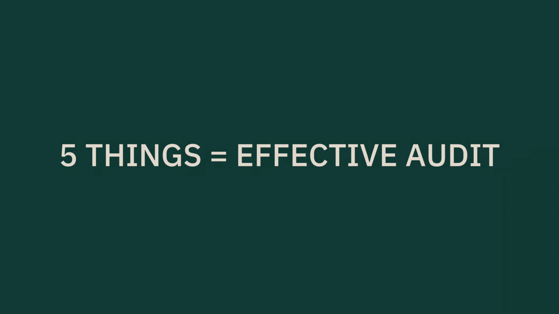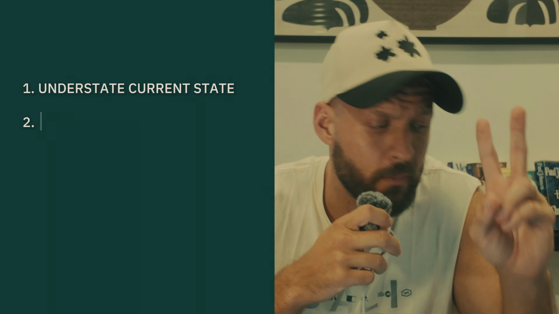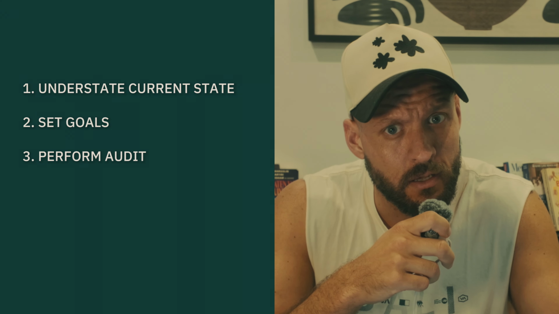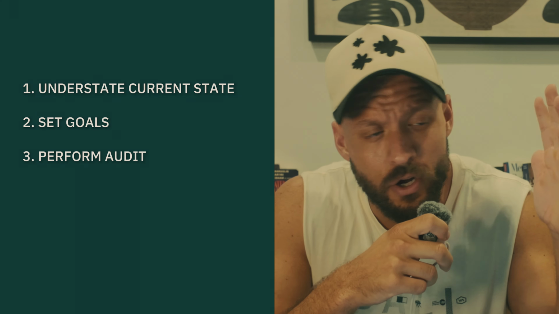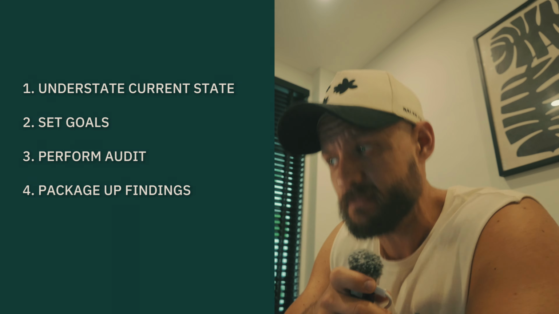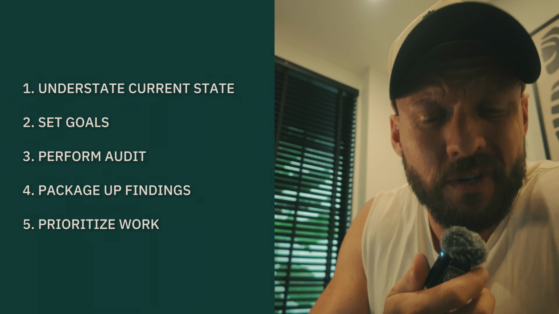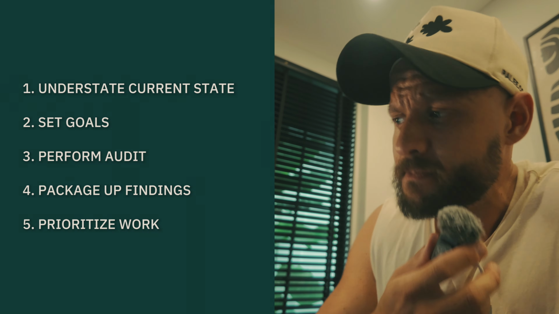So in this video, we're going to cover 5 specific things to make sure that it is maximally effective. Number 1, you want to understand the current state of the product. Number 2, we want to make sure we set our goals. Number 3, we're going to do the actual audit. Number 4, we're going to package up those findings. And then number 5, we're going to prioritize those. What do we work on first? What's the most important? How do we know? So that's kind of the 5-step framework that we're going to look at today.